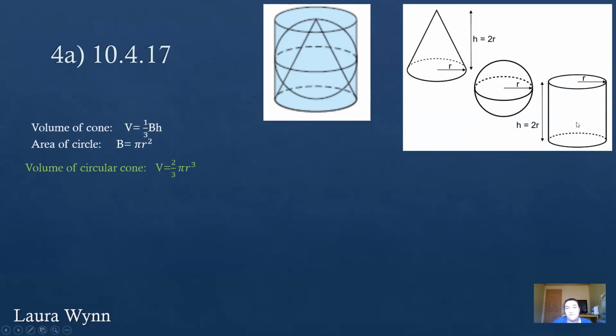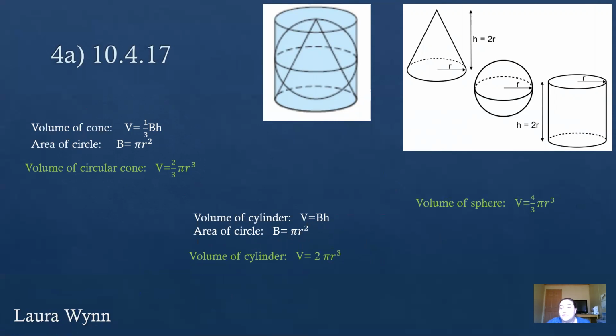Now we need to find the volume of the cylinder, which is this one right here, with the information that they've given us. So the volume of the cylinder, without any information, is V is equal to base times height. And again, the area of a circle is pi radius squared. With the information they have given us, we need to plug that in, which gives us 2 pi radius cubed. Now, for the sphere, the formula for that is 4/3 pi r cubed.